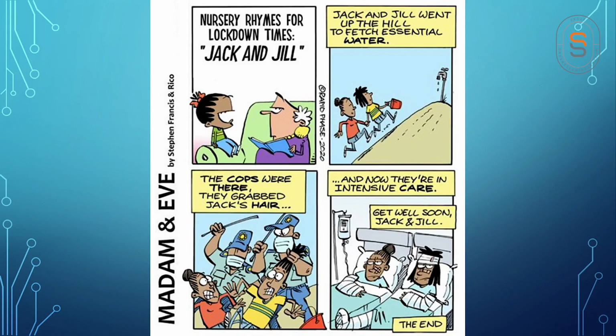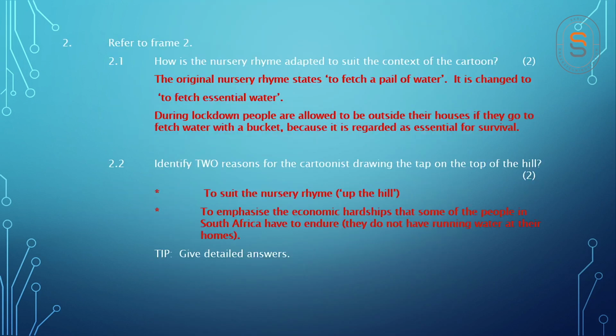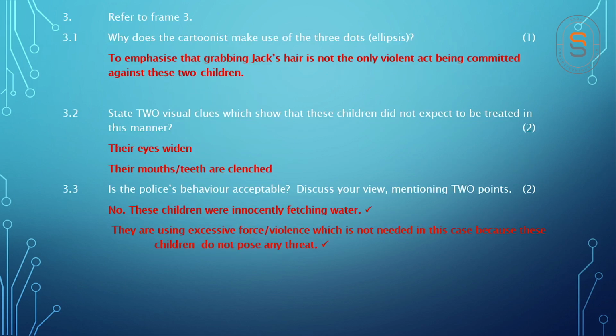Go back, let's have a look. So you see in frame 2, on the top of the hill is the tap. Now, obviously, Jack and Jill went up the hill. All right, so the tap must be there to suit the nursery rhyme. And maybe it's to emphasize the economic hardships that some of the people in South Africa have to endure. So they do not have running water at their house. They have to go a long distance or sometimes really up a hill to fetch water. Always remember, give detailed answers. Okay, then refer to frame 3.